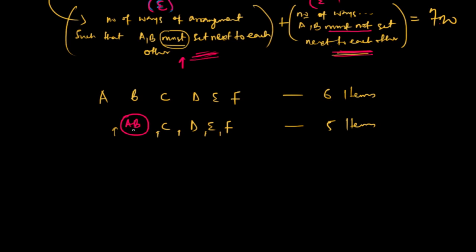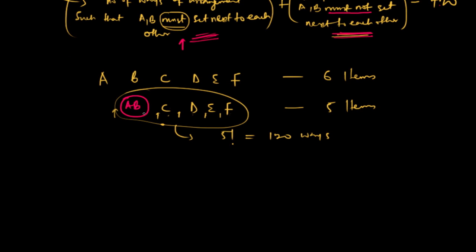Since we know that the number of ways of arranging, because they are all different, you can see A, B is different, C is different, D is different, E is different, F is different. So the number of ways is just going to be, how many objects do we have? We have 1, 2, 3, 4, 5. So that will be 5 factorial, which is 120 ways. Now this is the number of ways of arranging these 5 different objects, and that is because A, B must be together.